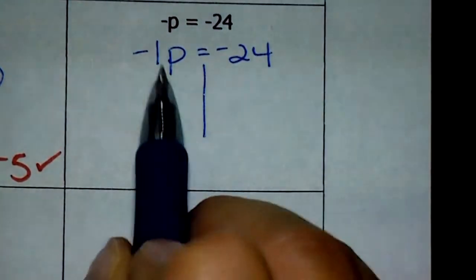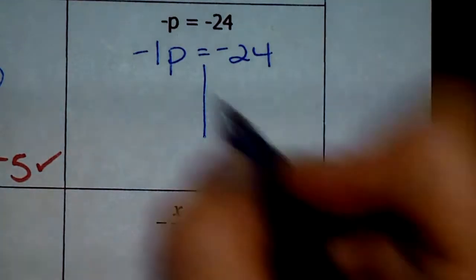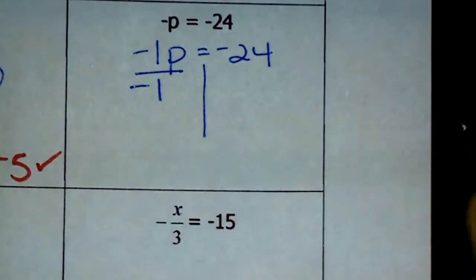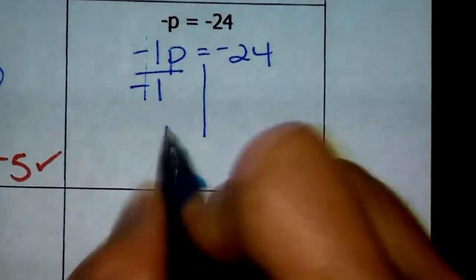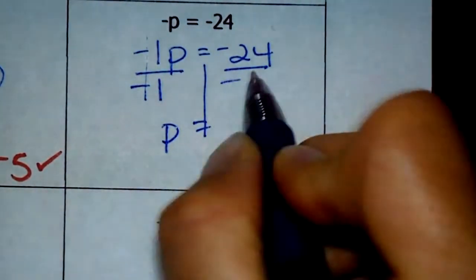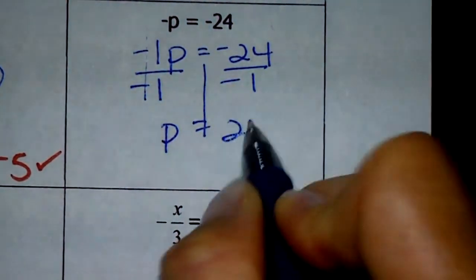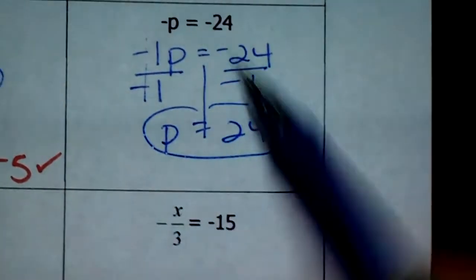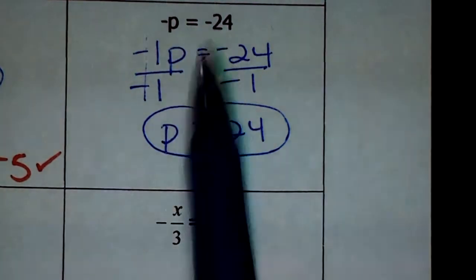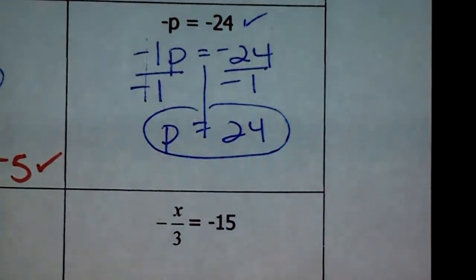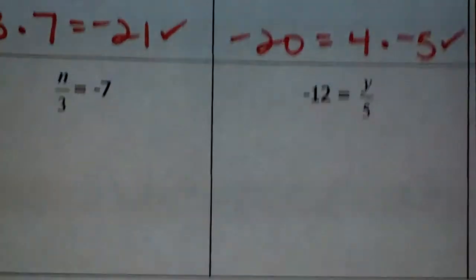So if you want to get rid of a negative 1 that's being multiplied by p, you would just divide by it. Negative 1 divided by negative 1 is 1, and 1p is p. And negative 24 divided by negative 1 is positive 24. All we have to do is throw a 24 in for p, and negative 24 equals negative 24, so we know that we're right. Now for the division, almost there.